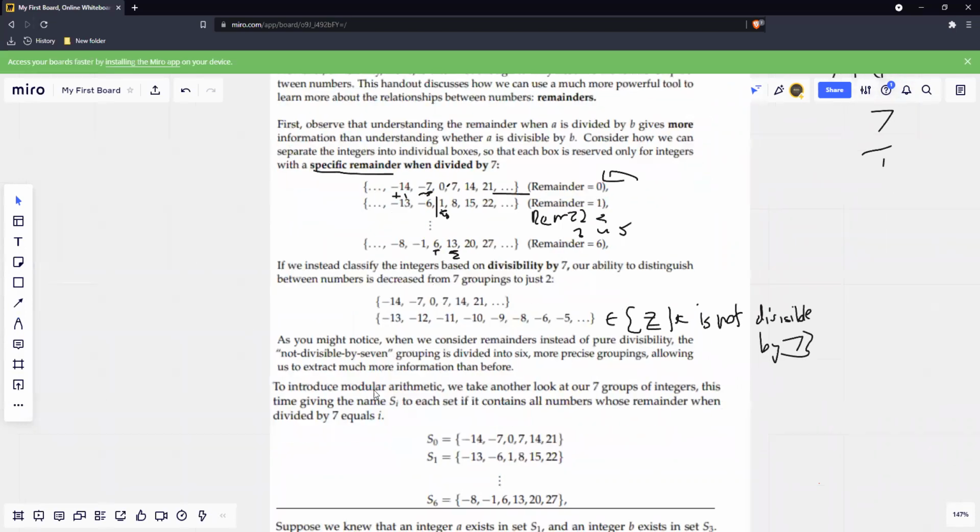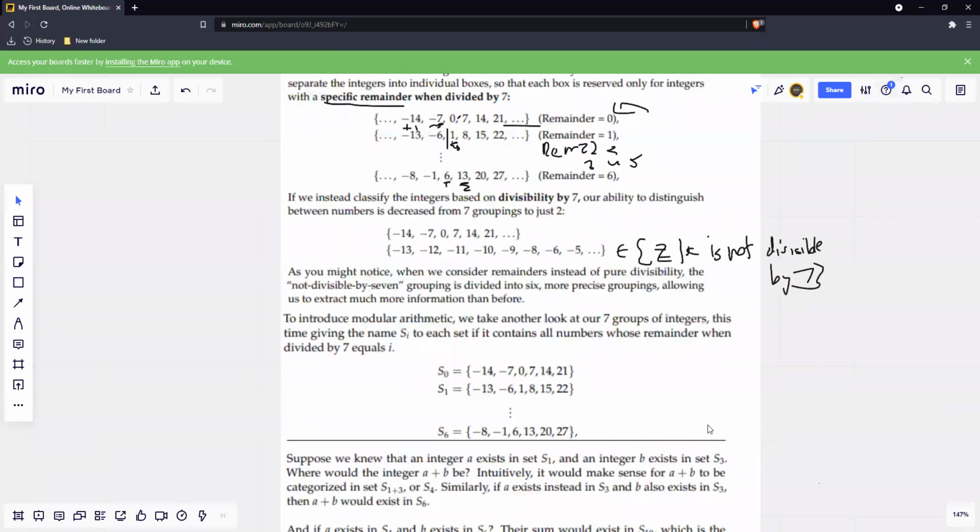So to introduce modular arithmetic, we'll take another look at the 7 groups of integers. 0 through 6. You might think that's only a total of 6 sets, but actually we have 0, 1, 2, 3, 4, 5, and 6. If you count them, you have to include 0 as well. So a total of 7 sets.